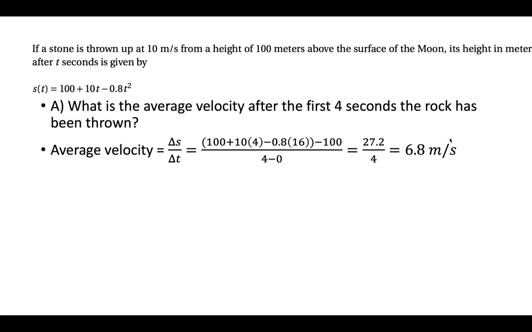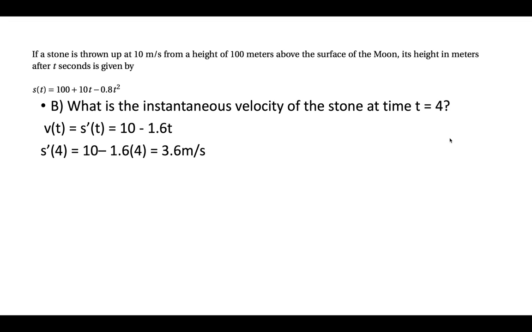So let's see what the instantaneous velocity is at t equals 4. So we need to get our velocity function. So that's the first derivative of our position function. And so the 100 is a constant. So it's going to contribute a term of 0, which we don't even need to write down. 10t has the first derivative of 10, and then negative 0.8t squared by the power rule has a derivative of negative 1.6 and t to the first, or just t.